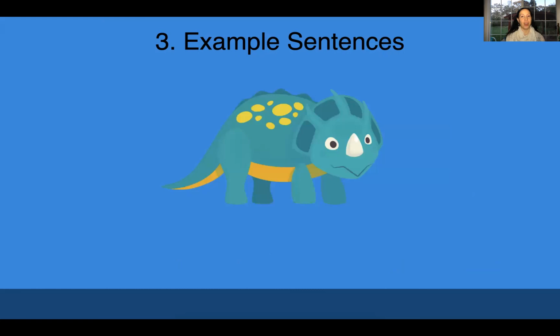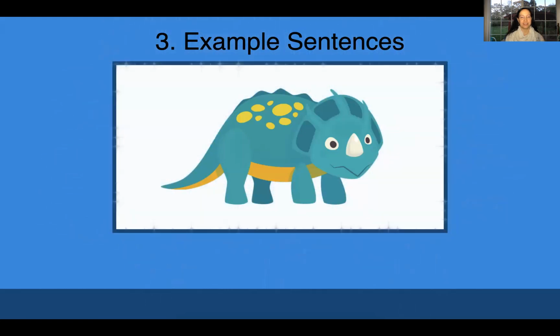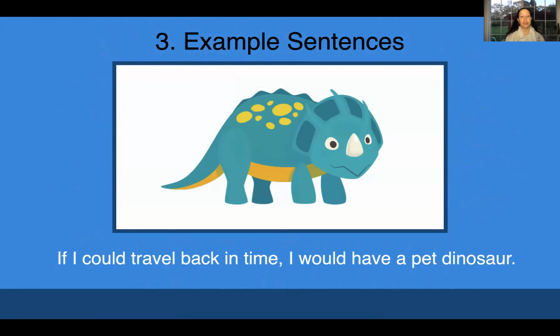This is a cute, what is this a picture of? Little silly, right? If I could travel back in time, I would have a pet dinosaur. What would you do if you could travel back in time? Would you have a pet dinosaur? Let me know.